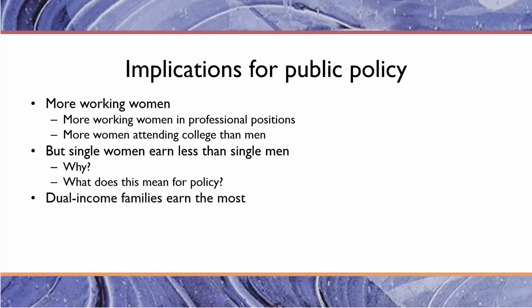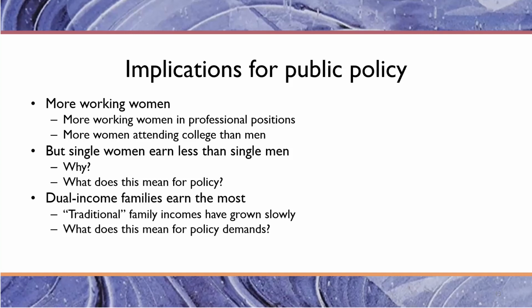And then the last implication is that dual income families earn the most, and traditional family incomes have grown slowly. And what this can mean for policy demands is a number of things. You can look at it in two different ways. On the one hand, dual income families probably have needs for things like childcare or for some sort of activities for children during the day, because both parents are working and may not be able to be at home.